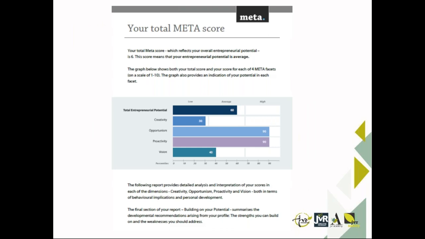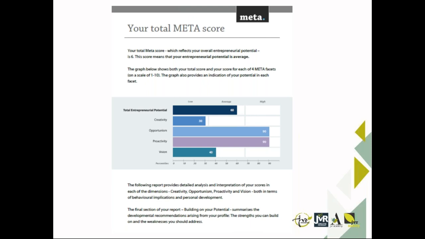I also want to briefly look at the report that you can get from the Meta, just to highlight to you some of the things that you can find in this report and how it can be of value to you. First page that I want us to look at is where it talks about your total Meta score. And you will see it gives you a little bit of a graph that looks at your total entrepreneurial potential or your total Meta score. And then it also gives you your score on each of the four scales. And you see there that it is split into your low, your average, and your high sections. On this first page, they just give you an indication of your total score and then an indication of what information will be included in the rest of the report.